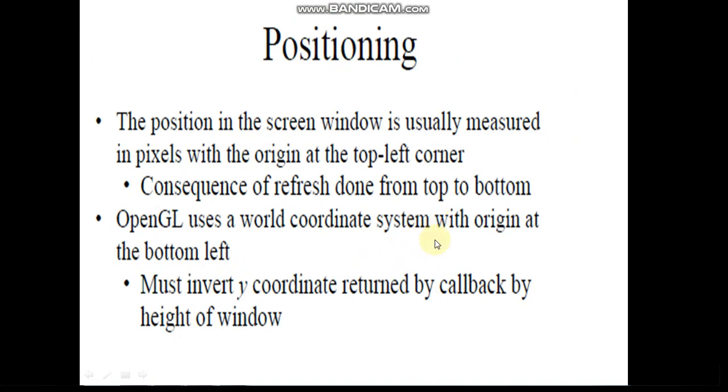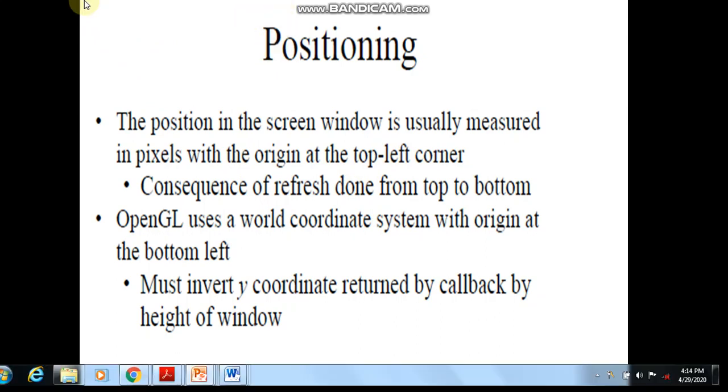Positioning in the screen window is usually measured in terms of pixels with the origin at the top left corner. Like from here, the position of this particular text is measured from the top left corner. OpenGL uses a world coordinate system with the origin at the bottom left.